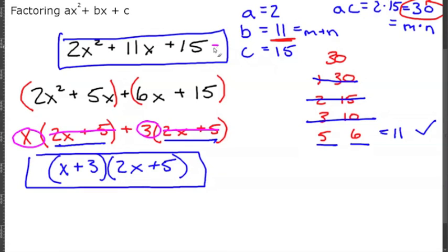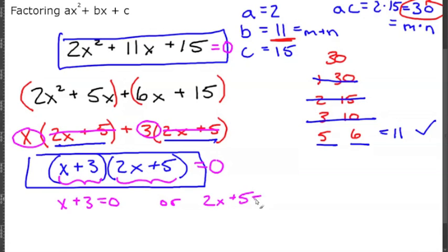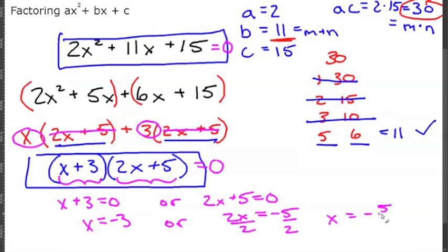If we were to say that this polynomial was equal to 0, that means this first term is equal to 0 or the second term is equal to 0. x plus 3 equals 0 or 2x plus 5 equals 0. That means that x equals negative 3 or 2x equals negative 5. So x would equal negative 5 halves.